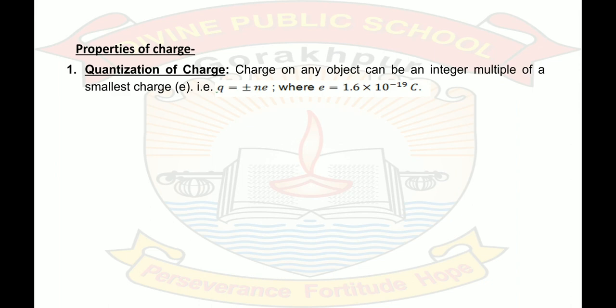When the electrons are added, it becomes minus ne because the charge on electrons is negative. When electrons are removed, it becomes plus ne because removal of electrons leads to positive charge. So this is what quantization means. Quantization means the total charge on a body can be divided into an integral number of charges present on one electron. So that unit, that quanta, is the charge present on one electron, which is 1.6 into 10 to the power minus 19 coulomb.